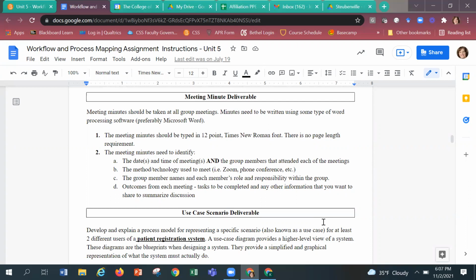The method or technology that you use to meet, whether it was Zoom or phone conference, and then the group member names and each member's role and responsibility within the group, and the outcomes from each meeting. So tasks to be completed and any other information that you want to share to summarize your discussion, okay?